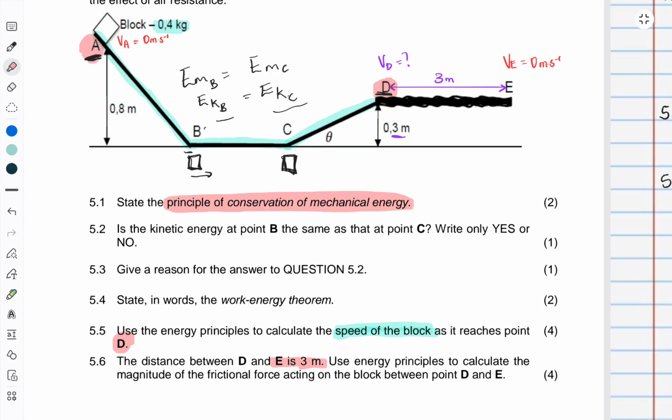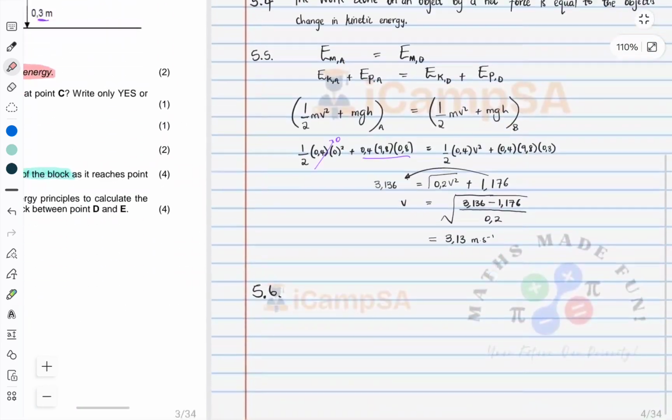Secondly, in case you forget when to use the two: in this case, which is 5.6, we are able to use the work energy theorem because we cannot include forces in the principle of conservation of mechanical energy. Since they are telling us to use energy principles, we can lean on the work energy theorem because it allows us to include forces in it. That's one clarification I wanted to make there.